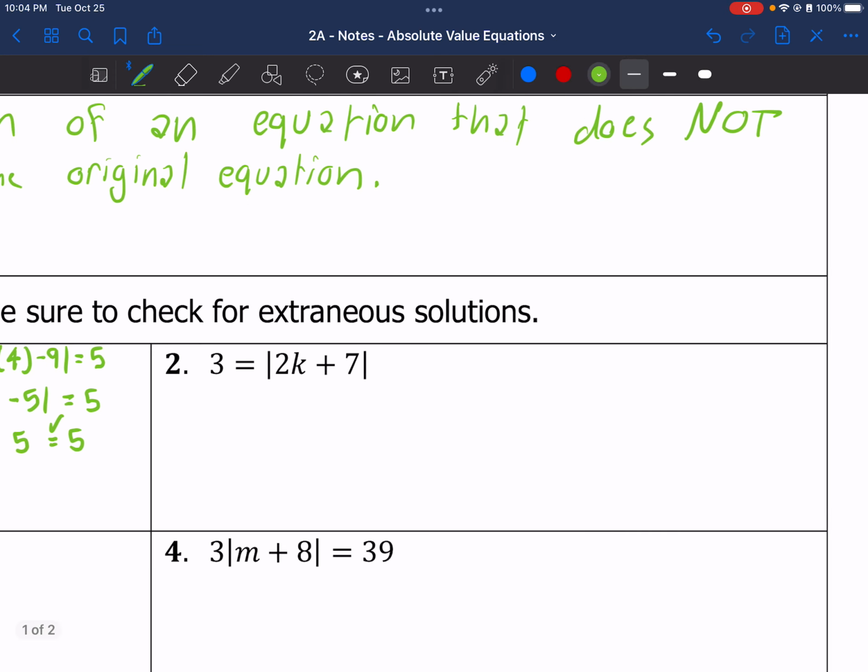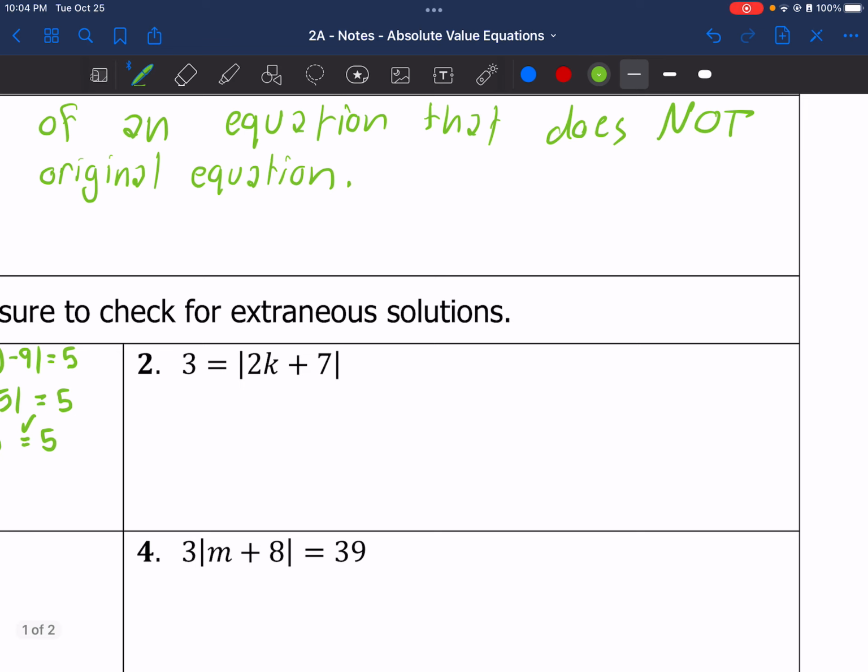Now let's move on to number 2. Step 1, we have to make sure that our absolute value expression is isolated. We indicate our absolute value expression is the absolute value of 2k plus 7. We have nothing on the outside or on the same side as this absolute value expression. We know that it is isolated, so we can move on to step 2. We're going to split it up into two equations. One for the positive, so positive 3, and one for the negative side, so negative 3.